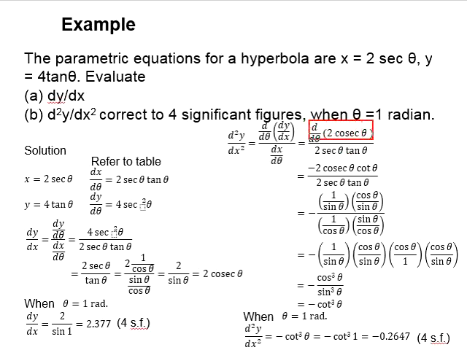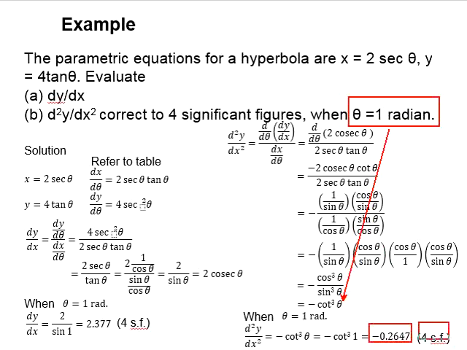With that, differentiate the 2 cosecant theta, and you will get this. This is obtained from the table of formulas for common differentiation functions. And substitute dx d theta into the equation here. Expand the equation and reorganize it, and you will get cos power 3 over sin power 3, which ultimately equals negative cotangent power 3 theta. Substitute theta equals 1 radian into the equation, and you will get negative 0.2647 in 4 significant figures.